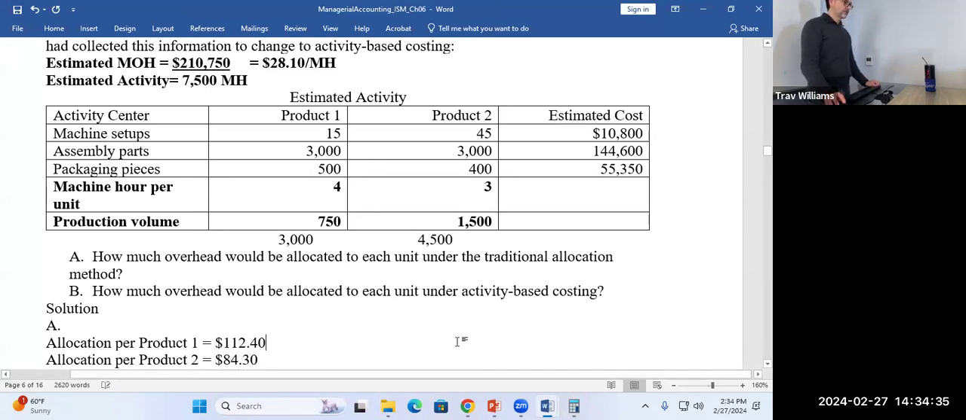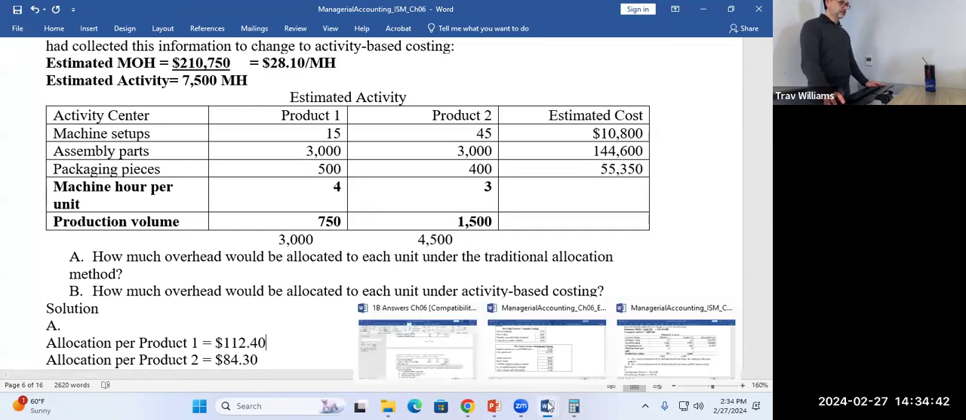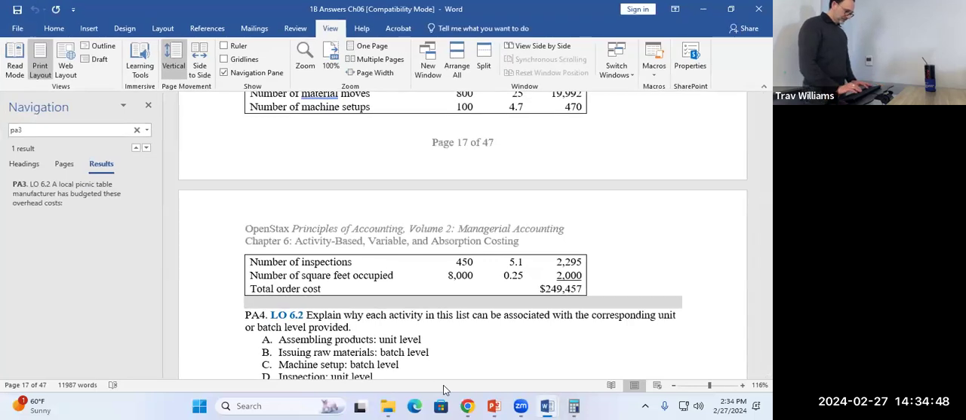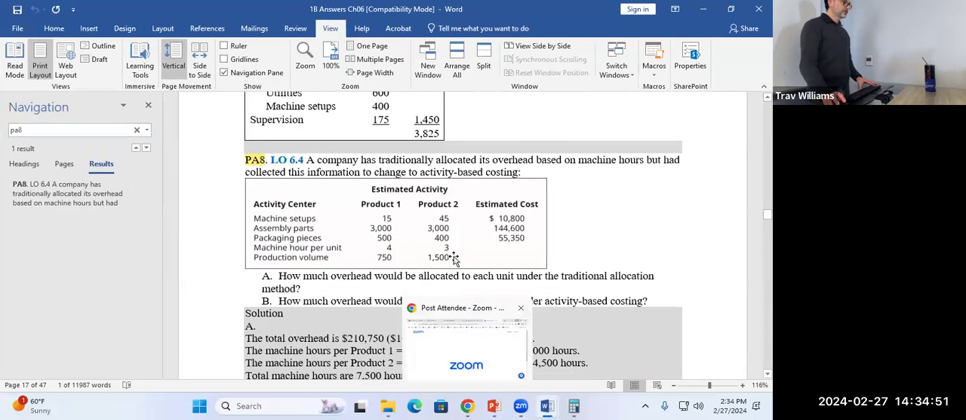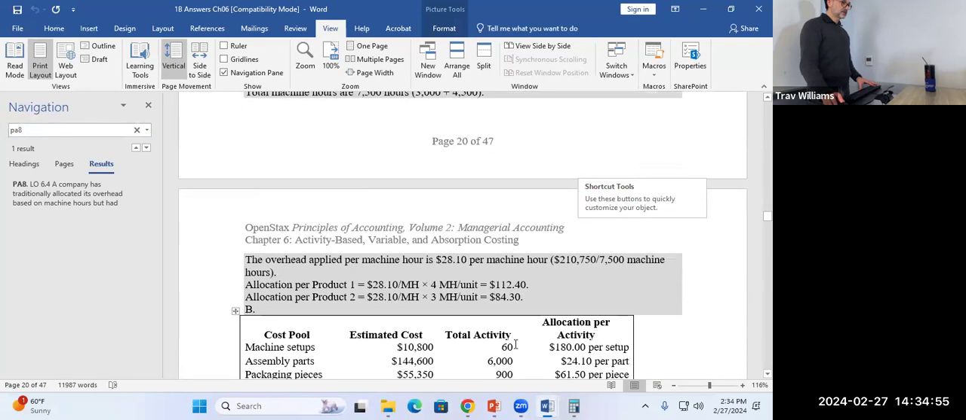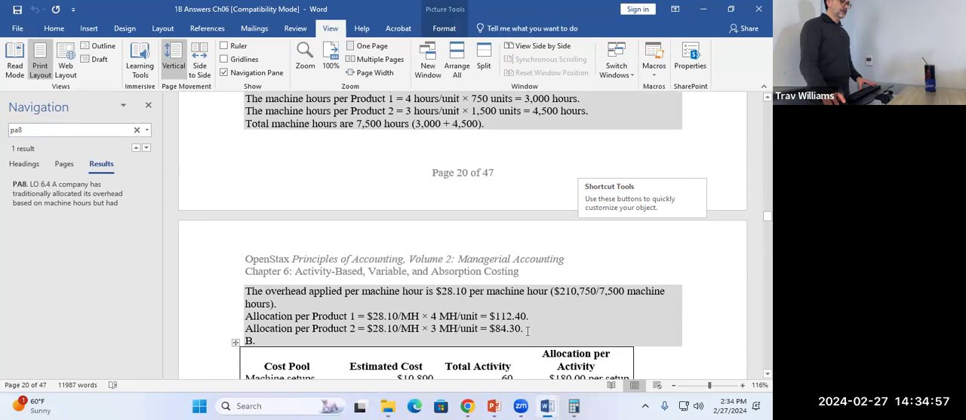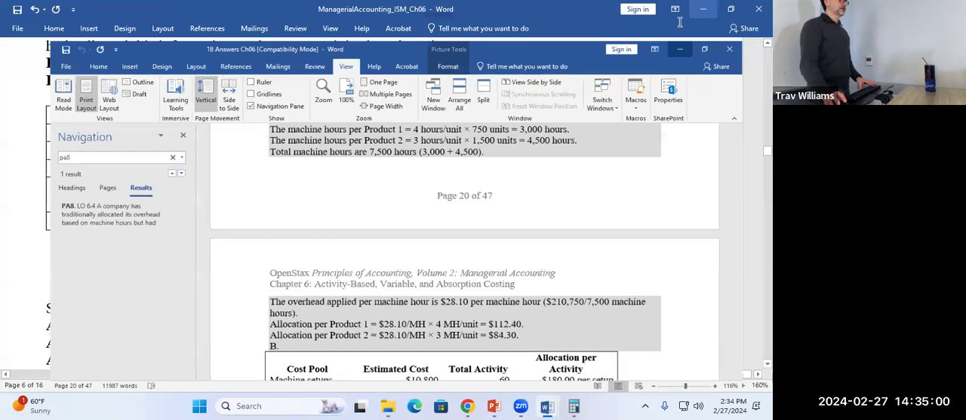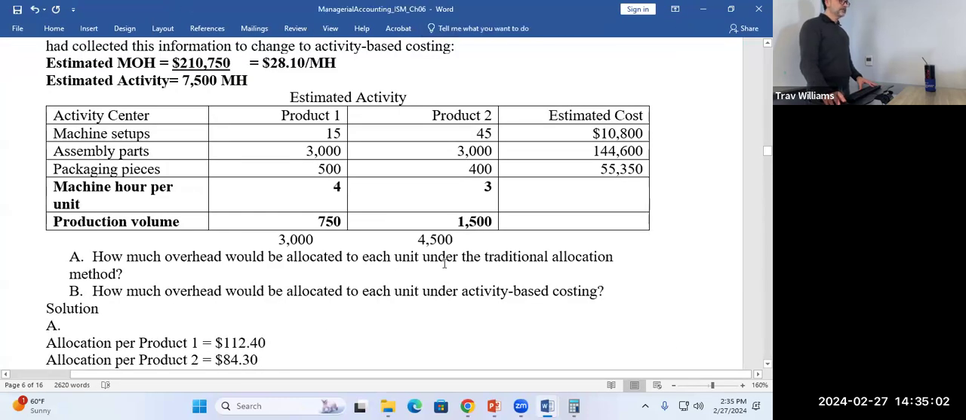Okay. So those are our answers for part A, which is the traditional method, and the easy part. We double check them. 112.40 and 84.30, right? Yeah, okay, good. Any questions on those calculations?